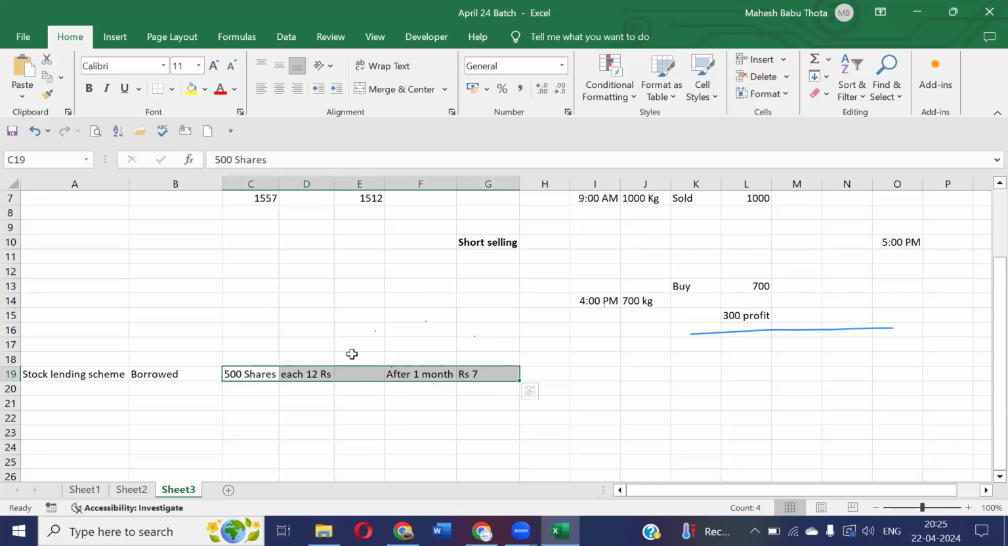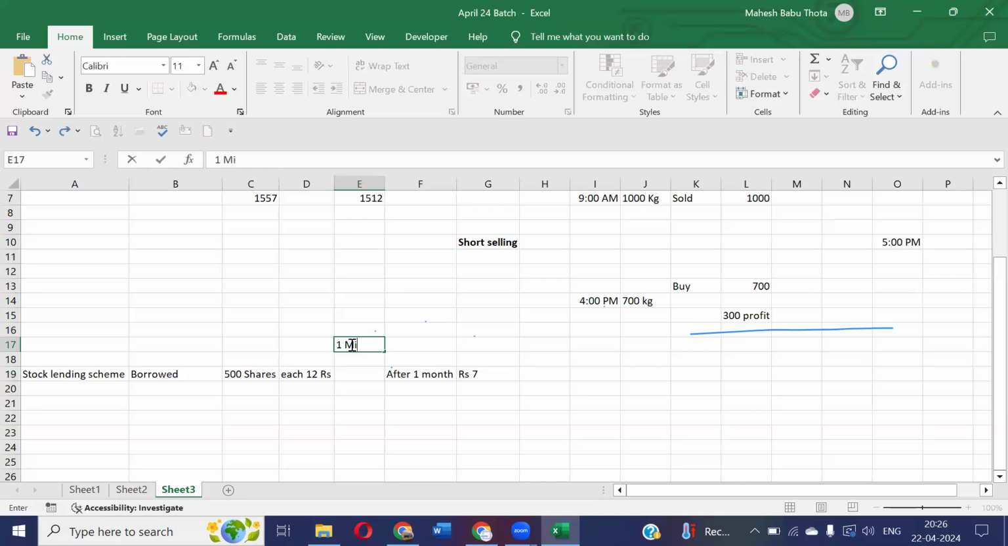But during this 1 month, you can do any number of transactions. Every day you can do n number of transactions. Though we have 500 shares, we can perform any number of transactions, and we can make a profit or a loss. There is a possibility of both profit and loss, but there is a time duration up to 1 month, and there will be lending fees as well. This is called the stock lending scheme.